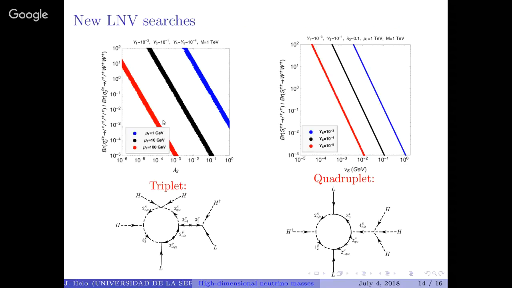Here in this plot, we show the ratio of these branching ratios as a function of the lambda 2 coupling of the triplet model, for some fixed choice of the other parameters and different values of mu1. One can see from this figure that the equality of branching ratios is naturally possible for different choices of parameters without the need of any fine-tuning. The same is true for the quadruplet model, as is shown in this other figure.